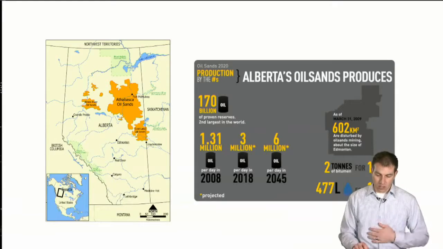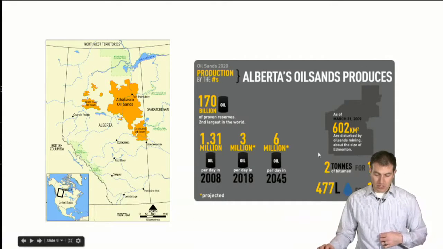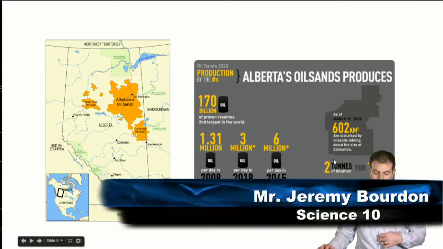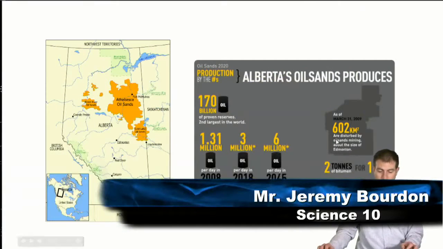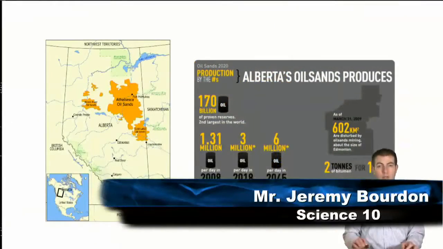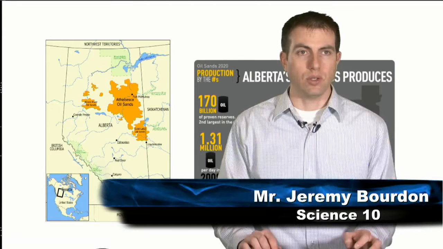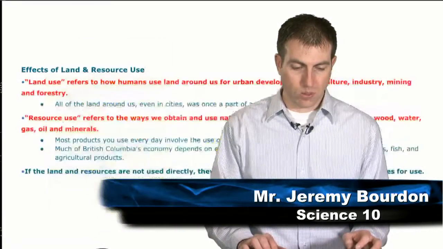And I don't want to talk about it for too long, but basically you take 2 tons of the stuff that the oil is mixed in, and that will produce, unfortunately, 1 barrel of oil. And then 477 liters of water gives you 1 barrel of oil. So kind of staggering numbers, huge environmental impacts. And that's kind of what this whole section's about.